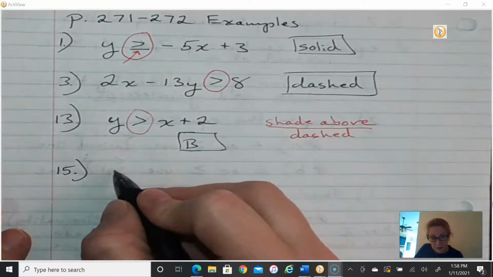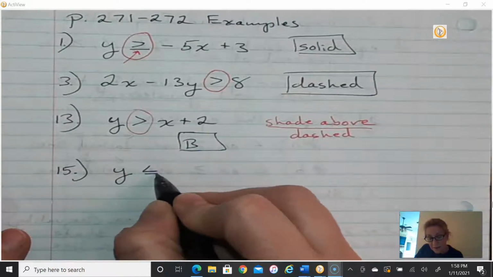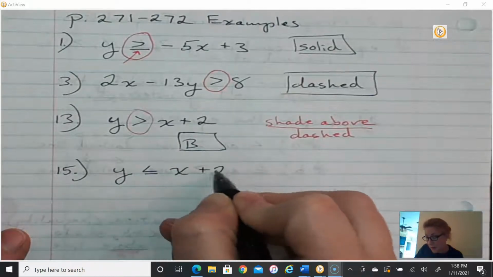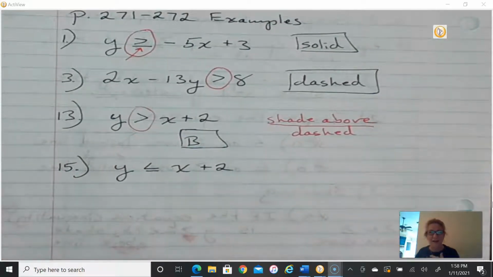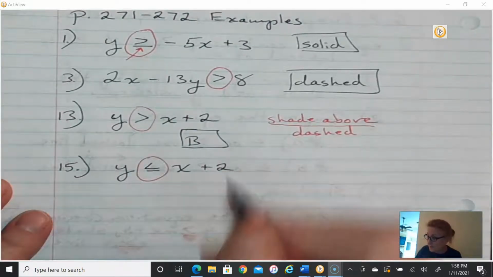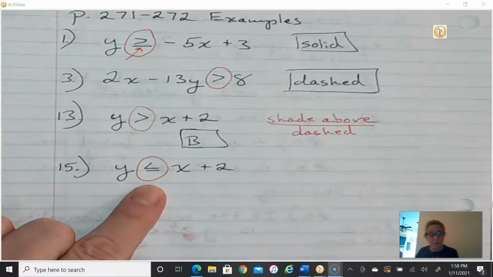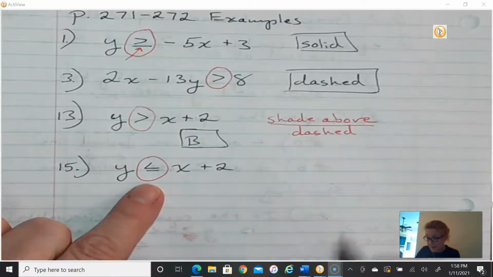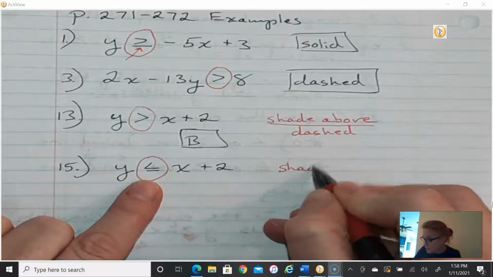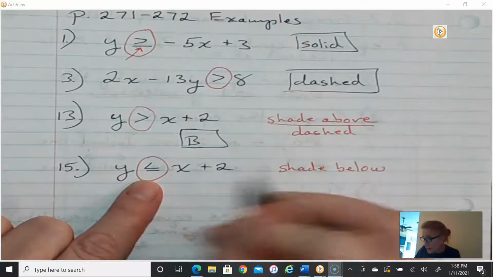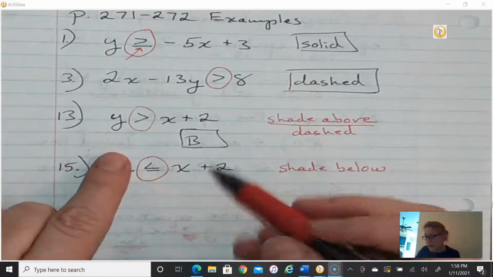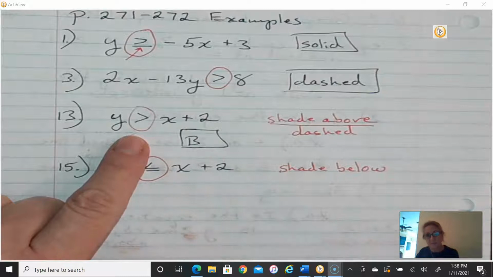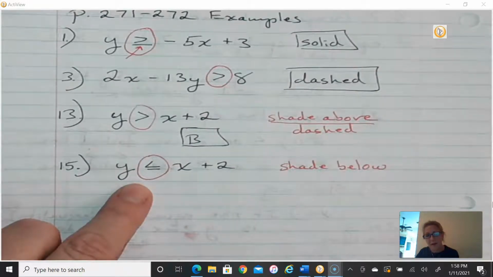All right, 15. Y is less than or equal to x plus 2. Again, do we have to solve this or look at the y-intercept or anything? Absolutely not. All you need to do is look at this. Shade below or above? That's right, you're shading below. That is less than. If it's less than, it's below. Greater than, it's above.